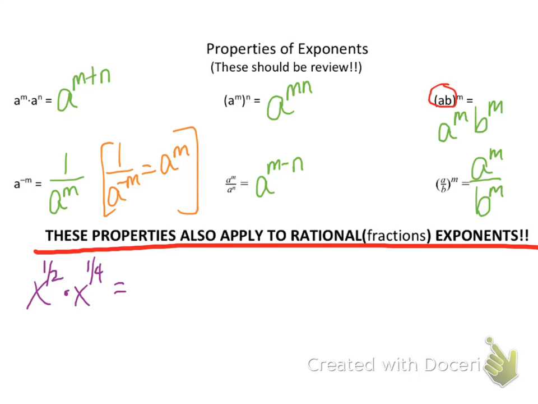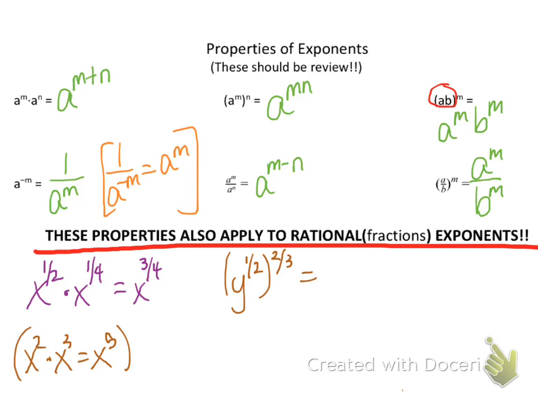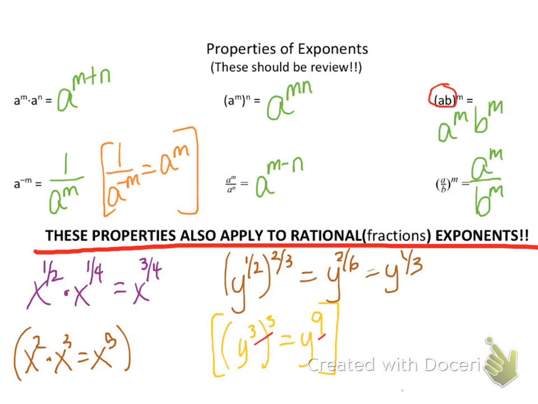So, for example, if we have x to the 1/2 times x to the 1/4, if you're not sure what to do, come up with an example with whole numbers. If we had whole numbers, you should know that we're going to add the exponents. So we're going to add the exponents even if they're fractions. The same idea with raising a power to a power. Give yourself an example with whole numbers. If I had y to the third raised to the third, you would know to multiply those to give me y to the 9th. So I'm going to multiply my exponents. 1/2 times 2/3 is 2/6, and I can simplify that to 1/3.